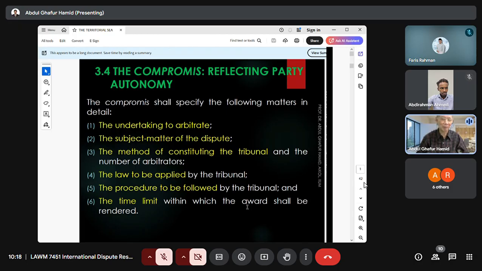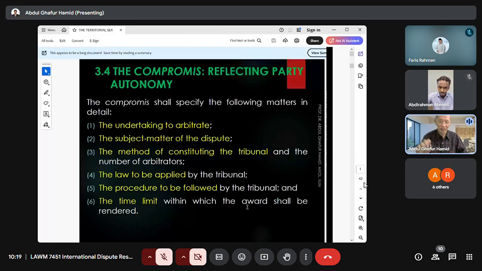Number four, the law to be applied. They can choose the law to be applied. It could be international law, or it could be equity, or it could even be Sharia for Islamic. In some African countries, they use arbitration, then they choose Islamic law, Sharia, as the law to be applied. So this is up to the parties. Number five, the procedure to be followed. What procedure should the arbitral tribunal follow? How to get the evidence, how to call the witnesses, everything must be agreed by the parties in the compromis.